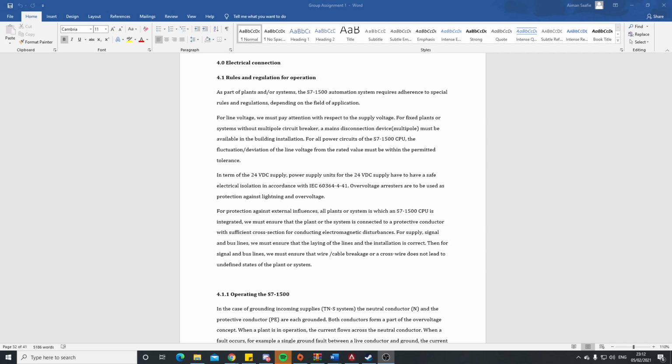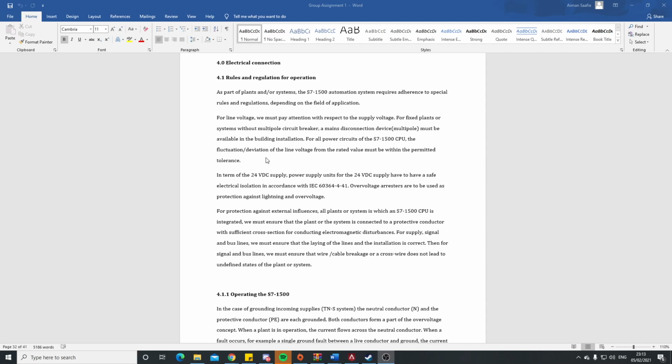The electrical connection of the SIEMENS PLC. For the electrical connection, first we go to the rule and regulation for operation of this PLC. As part of a plant or system, the S7-1500 automation system requires adherence to special rules and regulations depending on the field of application.